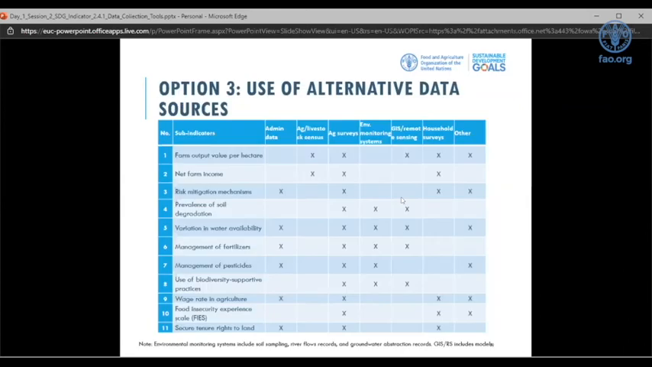Now, option three, which is the use of alternative data sources. As you can see here in this matrix, we have highlighted for the sub-indicators some potential data sources apart from the agriculture survey, around which the methodology is designed, that can potentially be used to collect information on those sub-indicators. For example, for farm output value per hectare, some information about this sub-indicator can be collected from agriculture or livestock census. Other information can be collected using GIS and remote sensing, household survey, and so on. So for each sub-indicator, potential alternative data sources have been highlighted in this matrix.